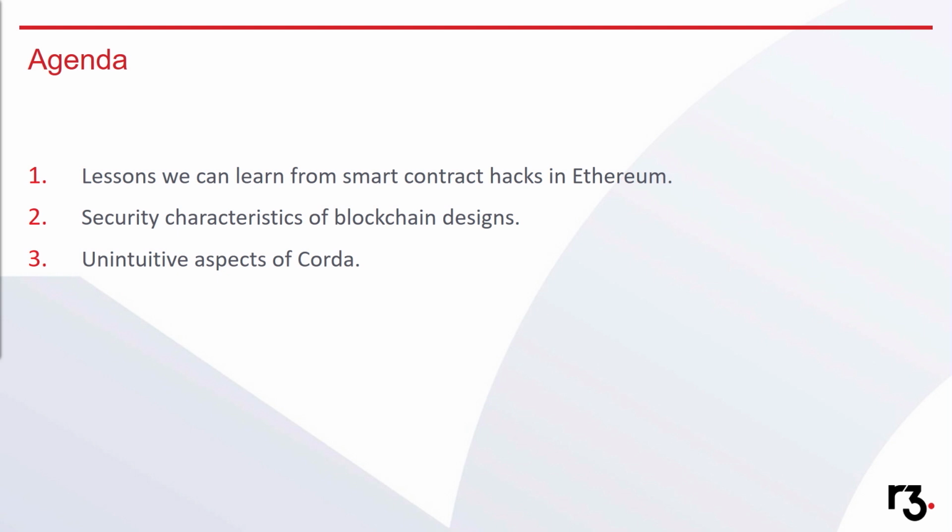First, we'll take a look at some real-life hacks that happened on Ethereum smart contracts, just to get a feel of what happened in real life. Next section will be about blockchain designs and security characteristics, but I realized this morning that time is a bit short, so we'll just race through this section. And the last bit is around Corda and what you might find unintuitive and what you can do to stay out of trouble.